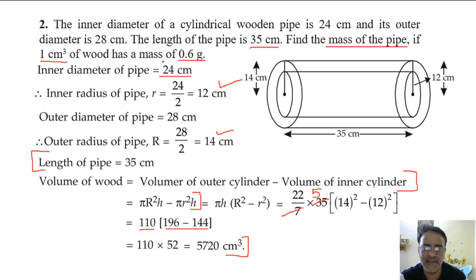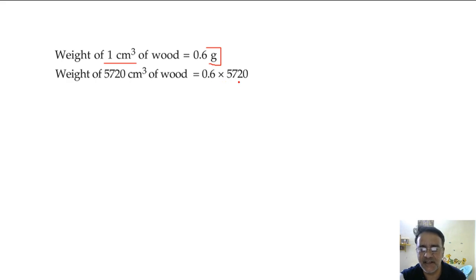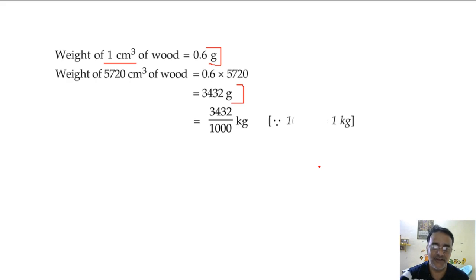Now the mass of 1 centimeter cube is given as 0.6 gram. Okay, the weight of 1 centimeter cube is given this much. So how much will 5720 come to? 0.6 into 5720, you'll get 3432 gram. If you want to convert it into kilogram, what do you have to do? Divide by 1000. So the final answer? 3.432. Very good. 3.432 kilogram. So this is the answer.